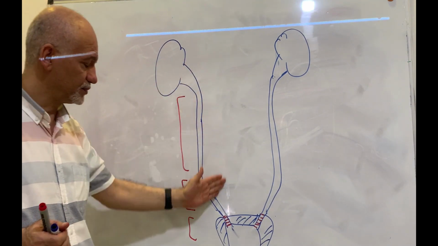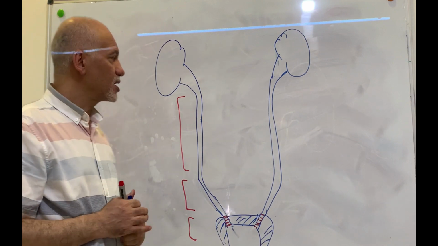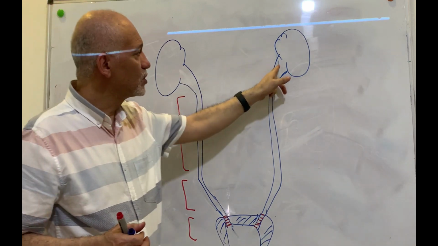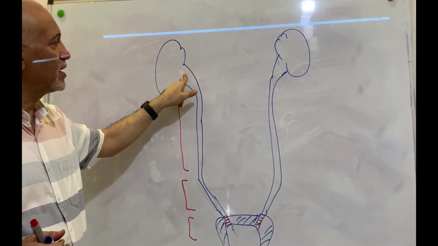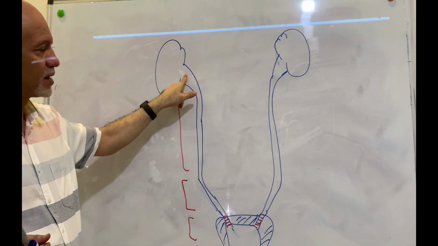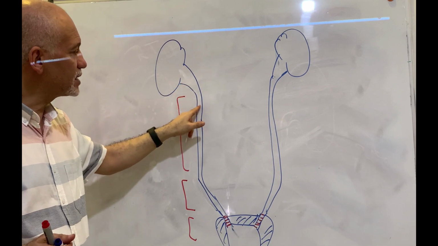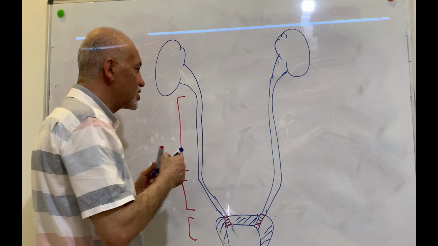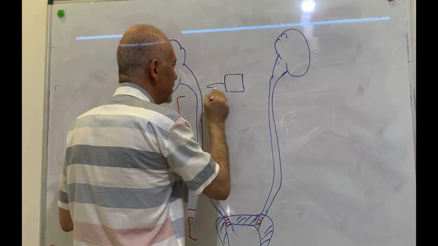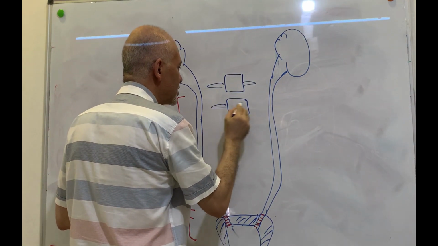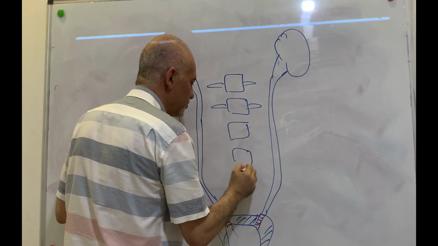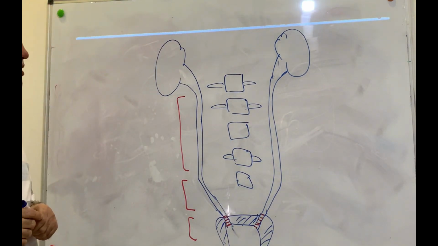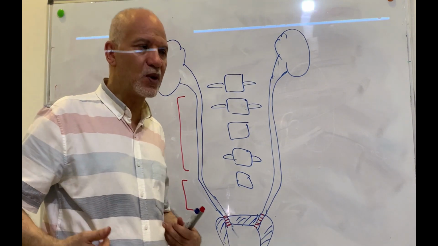Course of the ureter. Beginning of the ureter from the dilatation called pelvis of the ureter. Then the ureter descends right and left opposite the transverse processes of lumbar vertebrae, in front of the psoas major muscle.